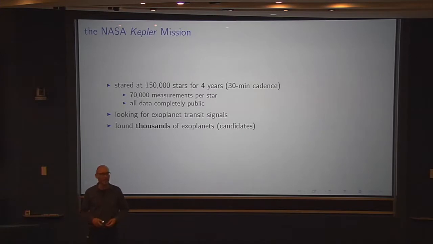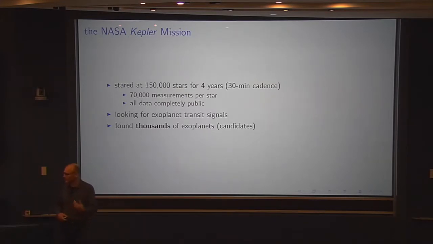And that means it got about 70,000 measurements of 150,000 stars. Not just all in the Milky Way, all fairly nearby in the disk of the Milky Way. So I'll show you the field in a second. It's slightly above the disk plane. So the typical star is within a kiloparsec in the disk in our own Milky Way. So this is relatively nearby stars. Actually, the big problem of this mission is we would like it to have been more nearby. But yes, all in the Milky Way. And all we're doing is measuring the brightness of those stars.